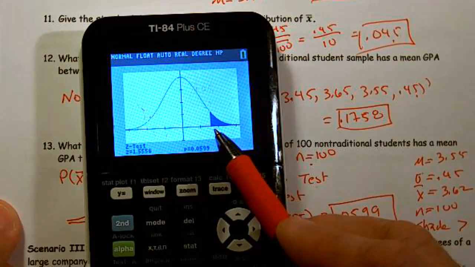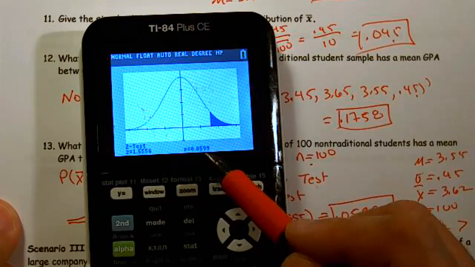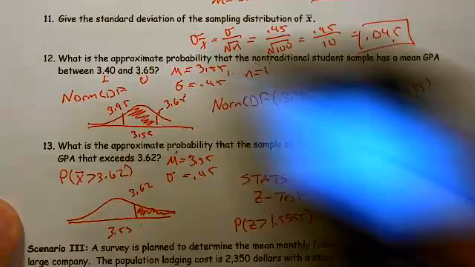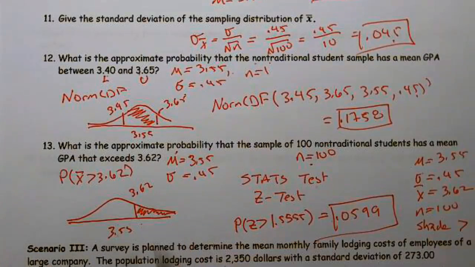We see that we shaded up to the right. We have a probability of 0.0599. Okay, and so that matches kind of what we have.